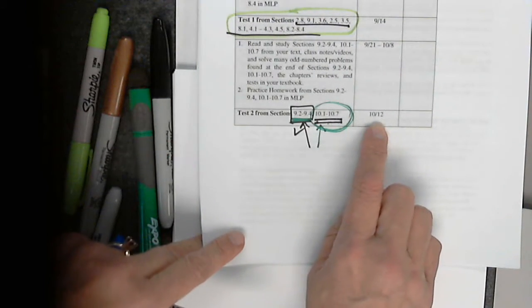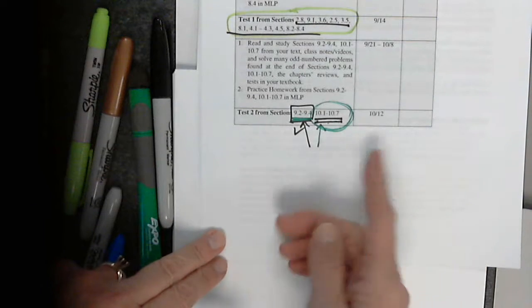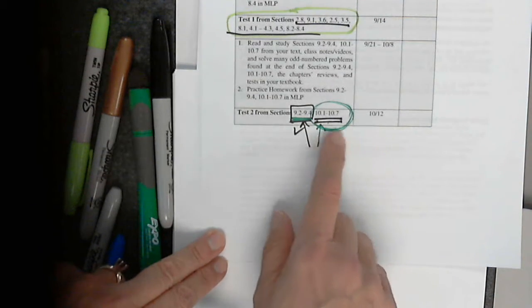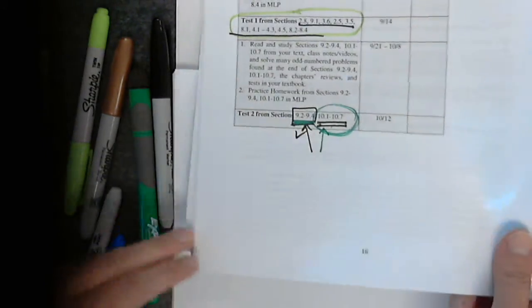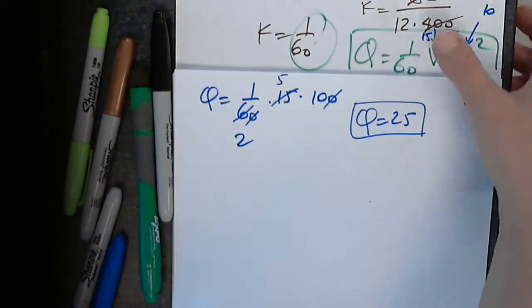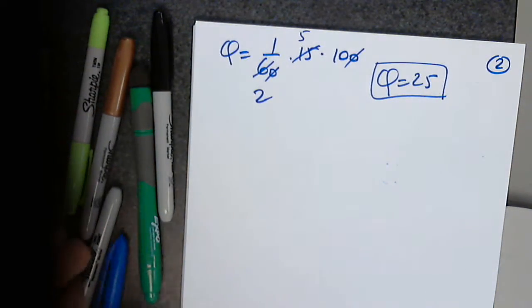This is a tentative date, so don't carve it in stone. It's not going to happen. I need more time on this chapter than just 2 weeks, I don't think. We'll see. Maybe we can. So that's a tentative date for test 2. Any questions for me? Any questions?